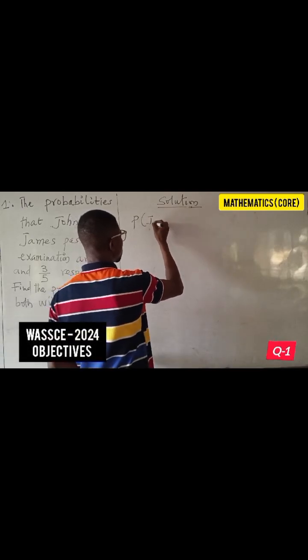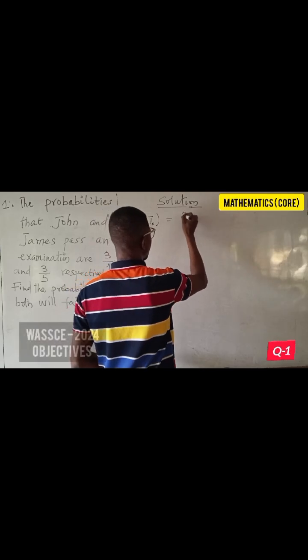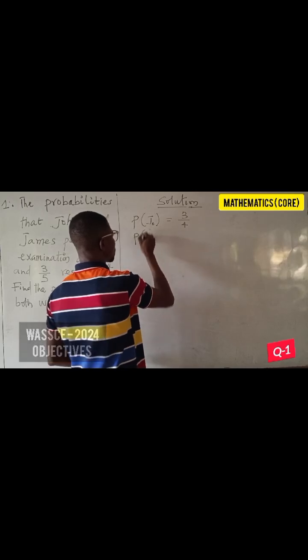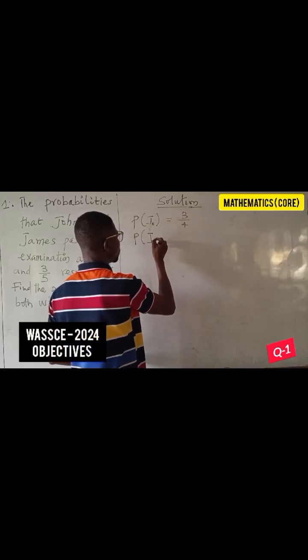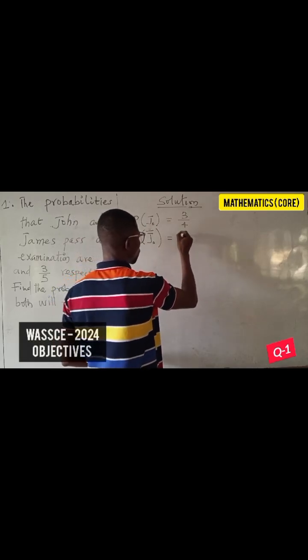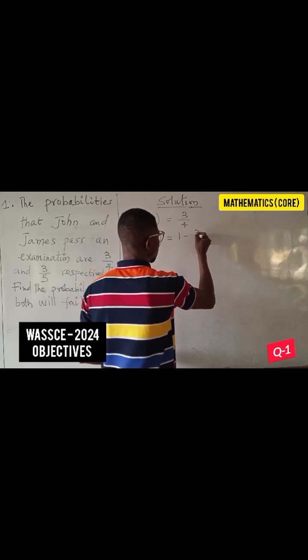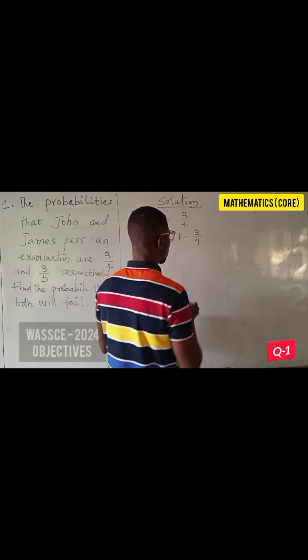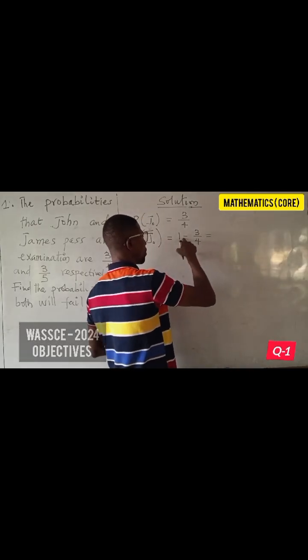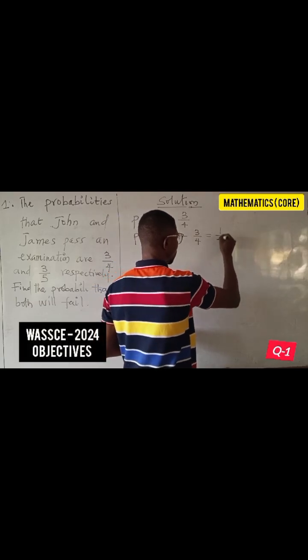Let's do it this way. It's 3 divided by 4. Then the probability that John has failed the exams is J bar, or J not, which is 1 minus 3 divided by 4, which at the end, 4 times 1 minus 3, will give us 1 divided by 4.